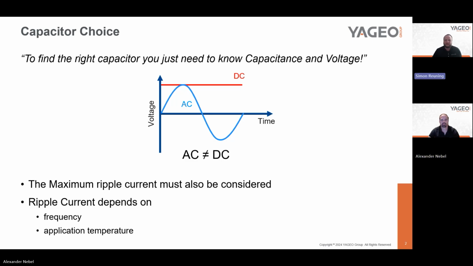So do I need to find the ripple current on the data sheet? Yes, but this is only a typical value at one dedicated point. Unfortunately, the maximum ripple current rating is not a constant. It depends on the application frequency and the ambient temperature. This is the reason why the maximum ripple current cannot be stated easily in the datasheet.